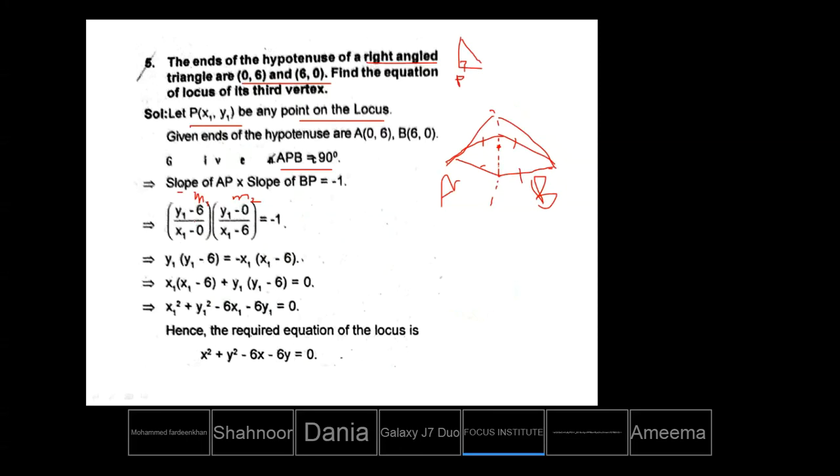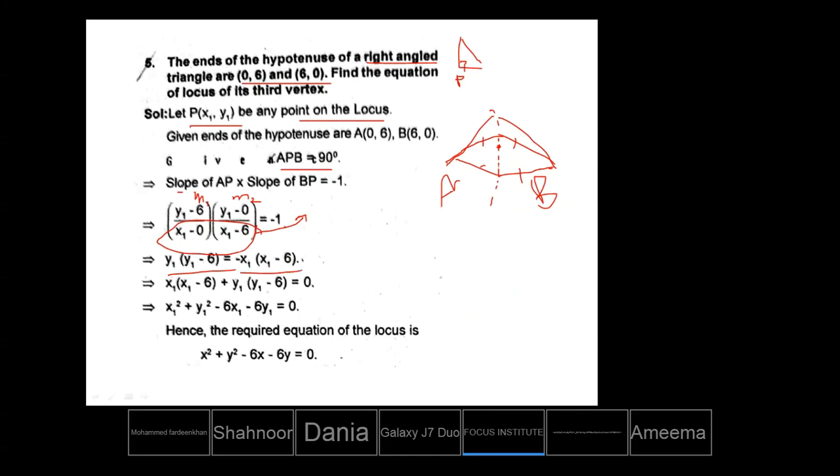So y2 is y1 and y1 is 6, by x2 minus x1, where x1 is x and x2 is 0. So (y1 minus 6) by (x1 minus 0), into (y1 minus 0), that is the slope of PB, by (x1 minus 6), is equal to minus 1. Clear? Now we send this to this side; division becomes multiplication. So the equation will be y1 into (y1 minus 6) is equal to minus x1 into (x1 minus 6).